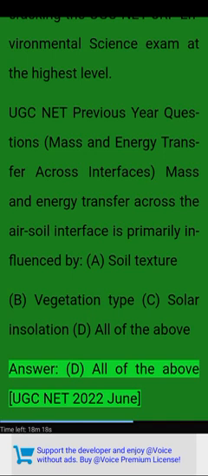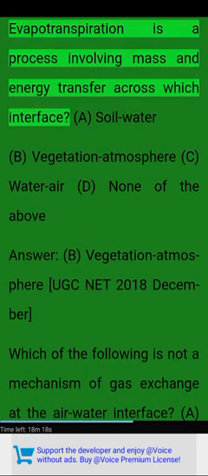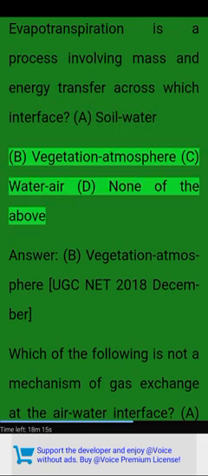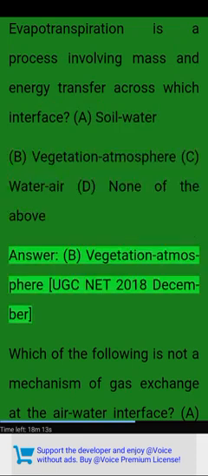UGC NET 2022 June. Evapotranspiration is a process involving mass and energy transfer across which interface? A. Soil-water. B. Vegetation-atmosphere. C. Water-air. D. None of the above. Answer: B. Vegetation-atmosphere.